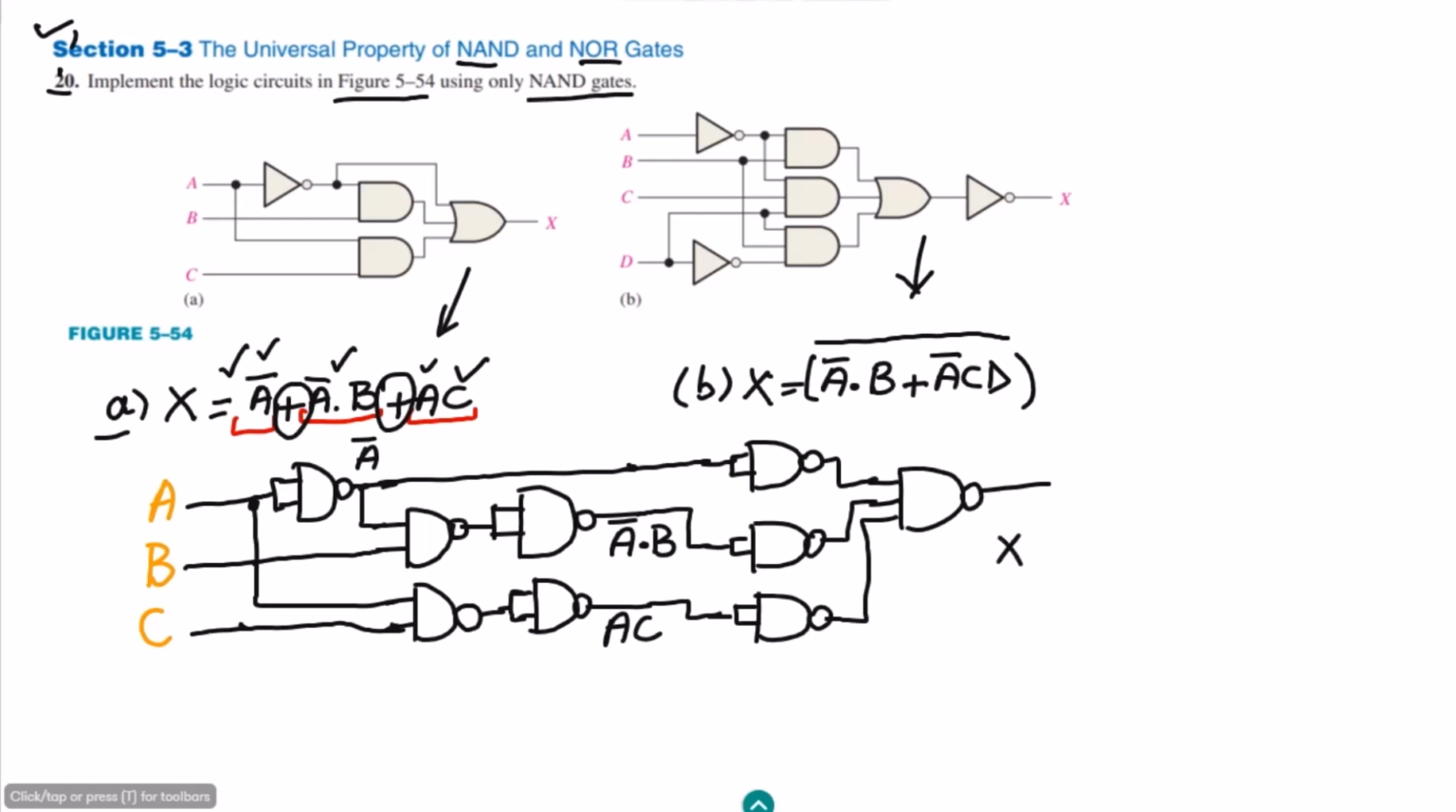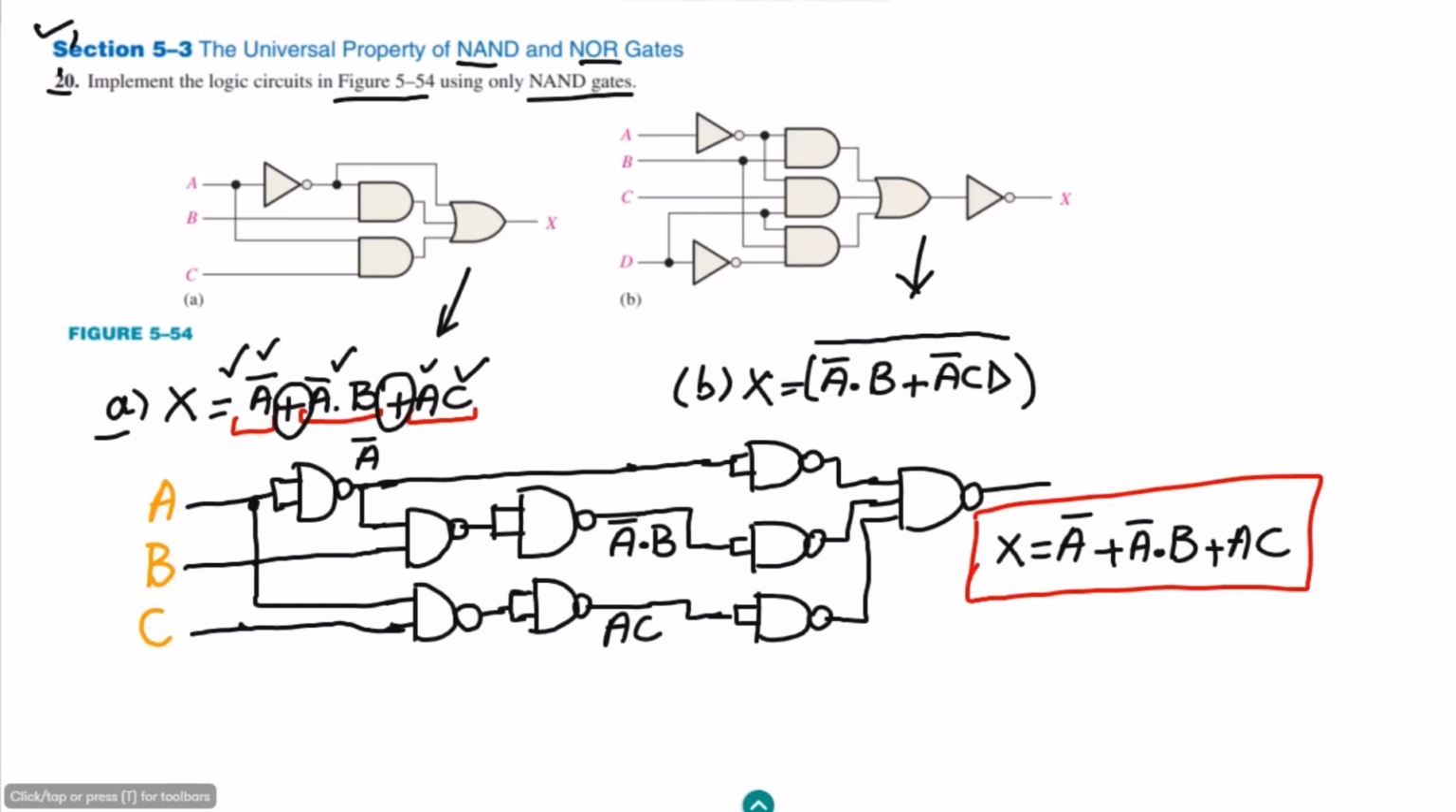At the output I will get X, and this X is equal to A complement plus A complement dot B plus AC. So what is this? This is the NAND equivalent of the circuit which is given in part A, and the same was given previously by using the other gates. While this implementation basically shows me the implementation of the same logic circuit by using the NAND gates.